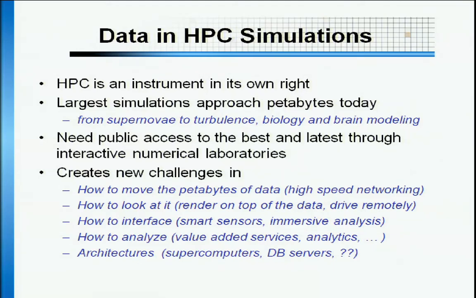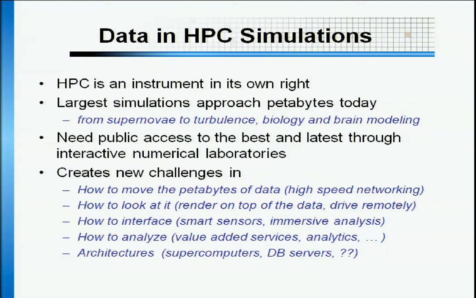This creates a whole bunch of new challenges. First of all, it's clear that the secondary reuse of the data is not going to be at the supercomputers because they are architected to do different things. The Amdahl numbers are really for number crunching and not for supporting database queries or whatever. So how do we first of all move the petabytes of data from where they are generated to where they are going to be served up? How do we look at it?